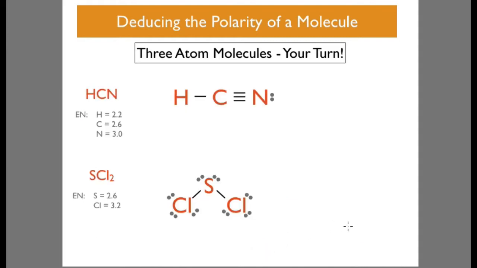Okay, 3 atom molecules. It's your turn. See if you can work out if these are polar molecules or not. Press pause and have a go.